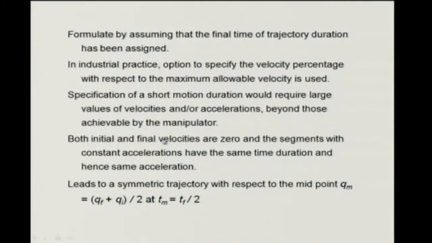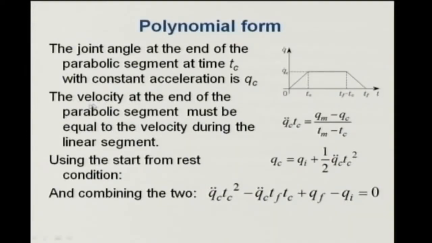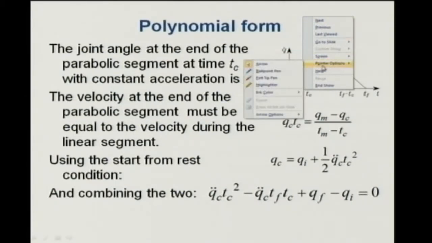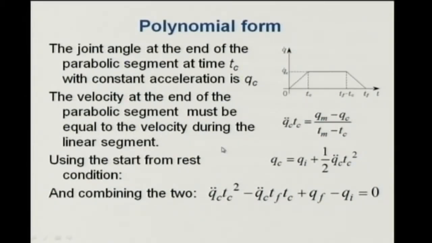And finally, usually you take initial and final velocities to be 0, starting from rest and ending up at rest. Then you get a symmetric trajectory with respect to the midpoint qm. So given that, the task is we are trying to derive the polynomial. So these are the basic parameters.